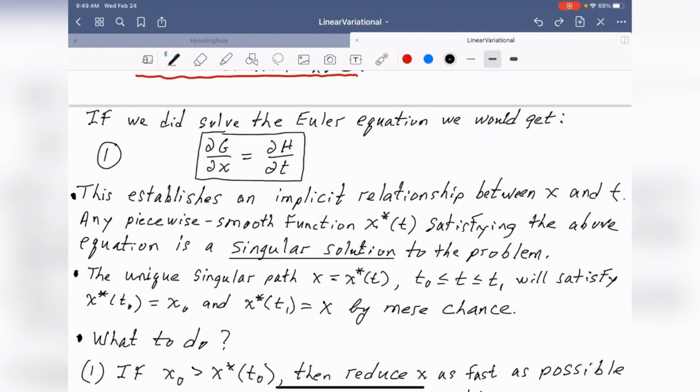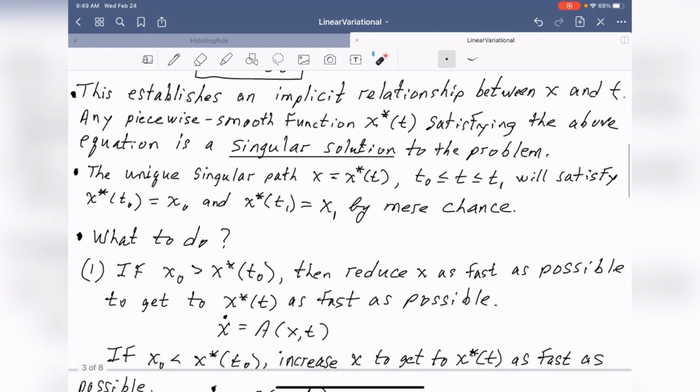And I'll have to put a 1 there by mere chance. So in other words, the solution that we find, x star, only includes these two transversality conditions by mere chance. So what do we do?